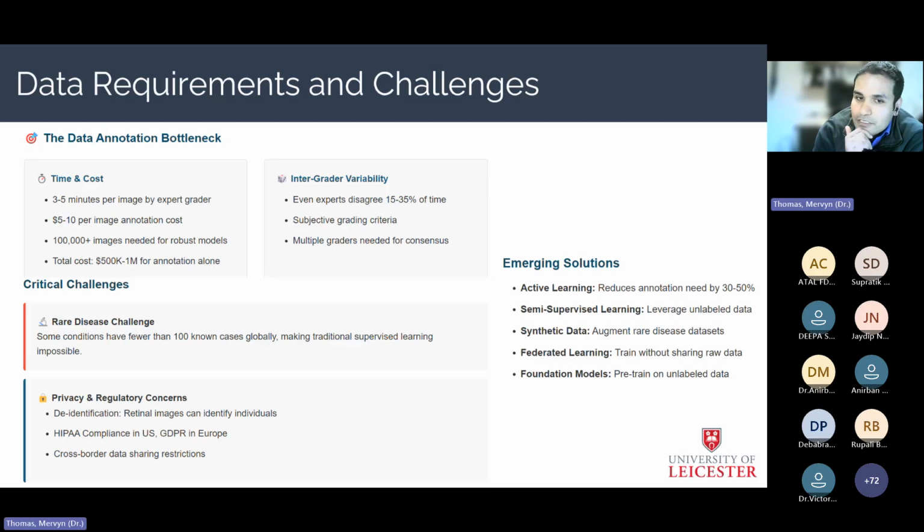But there are emerging solutions to try and address some of these data requirements and challenges, and this includes things like active learning, which reduces annotation need by 30 to 50%, semi-supervised learning as well, synthetic data, which is becoming more common, as well as federated learning and foundation models, which you can pre-train on unlabeled data. So foundation models is something that I will also aim to cover in this talk in relation to ophthalmology.